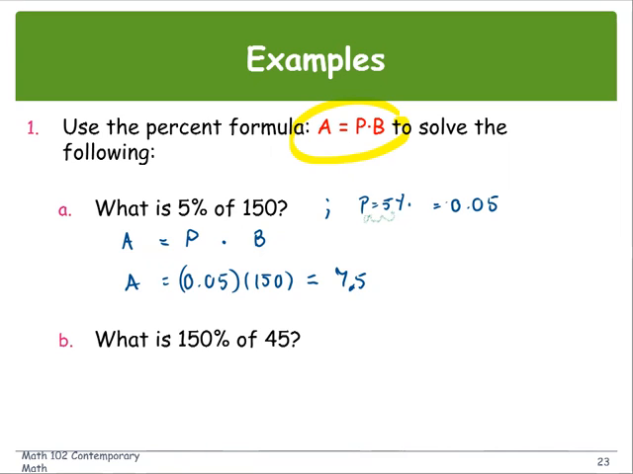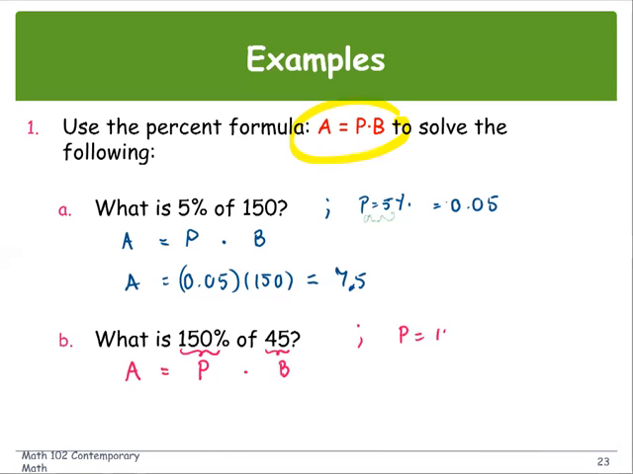The second part, the question is, what is 150% of 45? Use the same formula, A equals P times B. A is the undetermined number, "is" means the equal sign, 150% is the P, "of" means multiply, and 45 is the B value.